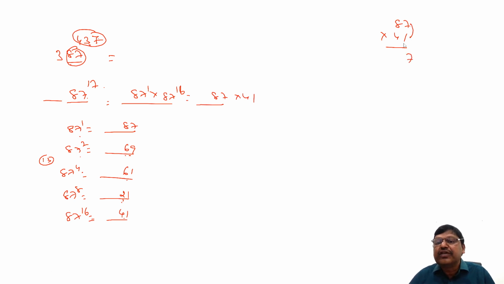First step is 7 into 1, 7. Second step is 8 into 1 is 8, 4 into 7 is 28. 8 plus 28, 36. So the last two digits are 67. Right? Can we take up one more example?